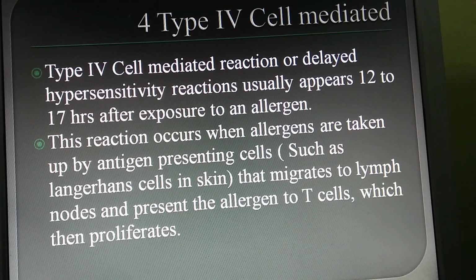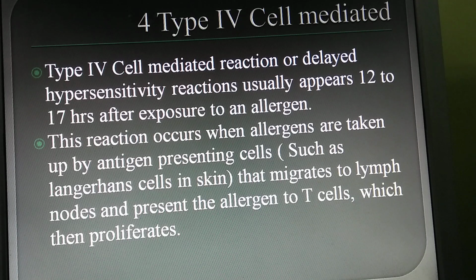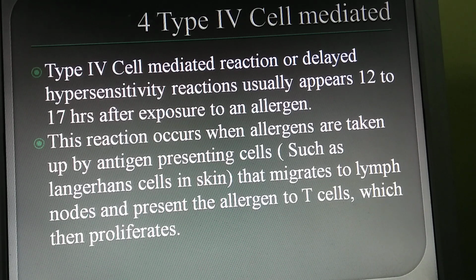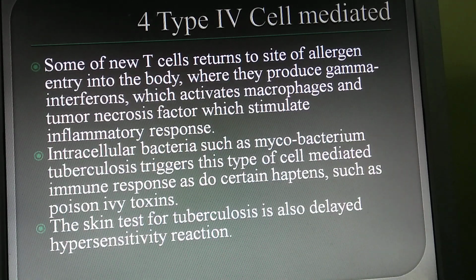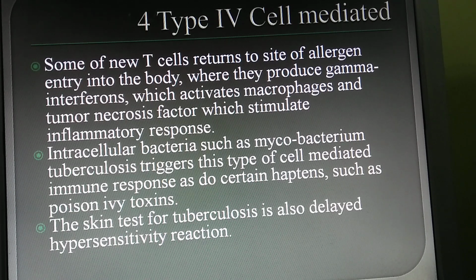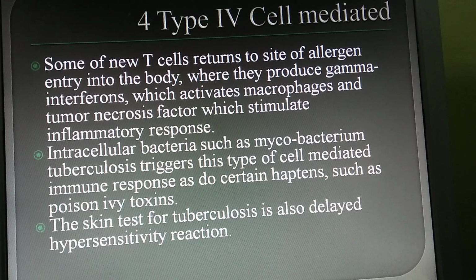Fourth is cell-mediated. Cell-mediated reaction or delayed hypersensitivity reaction usually occurs 12 to 17 hours after exposure to an allergen. This reaction occurs when allergens are taken up by antigen-presenting cells, such as the Langerhans cells in the skin, that migrate to lymph nodes and present the allergen to T cells, which then proliferate. Some of the new T cells return to the site of allergen entry into the body, where they produce gamma interferon, which activates macrophages, and tumor necrosis factor, which stimulates inflammatory response.